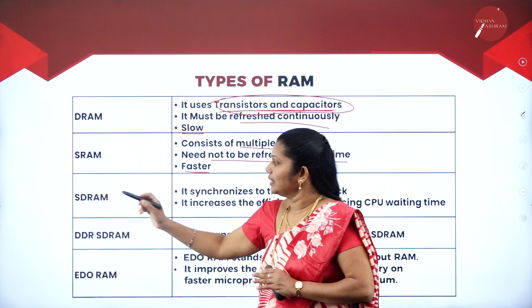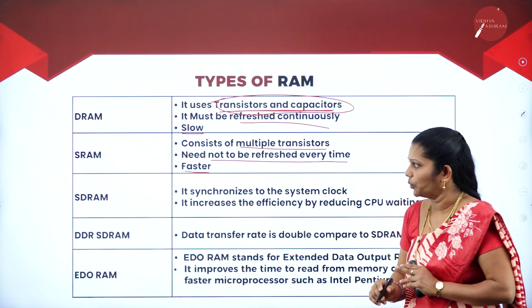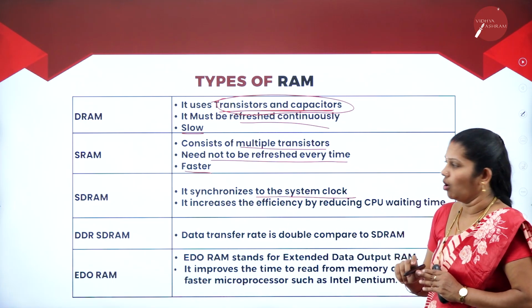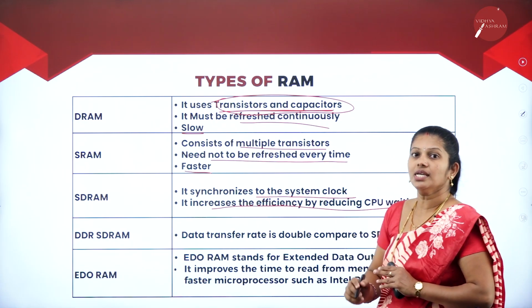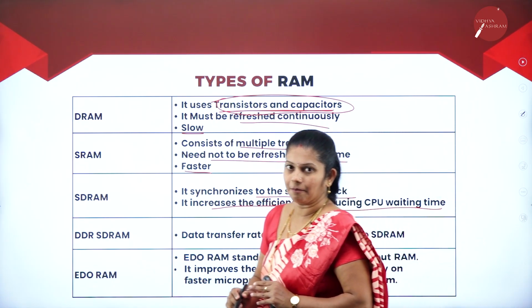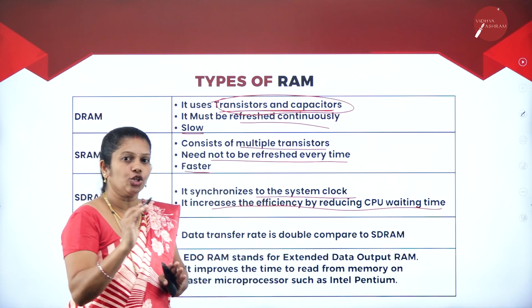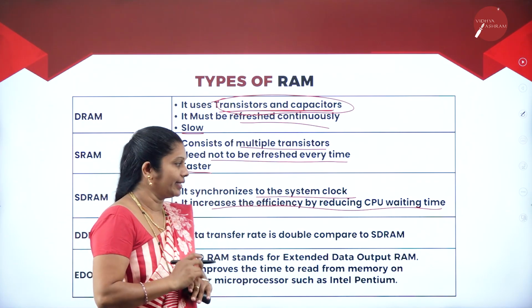Then the next one is SDRAM, that is synchronous dynamic random access memory, whereas it synchronizes to the system clock and it increases the efficiency by reducing CPU waiting time. What do you mean by this CPU waiting time? Mainly, it synchronizes the waiting time, I told you. Then what do you mean by this waiting time?